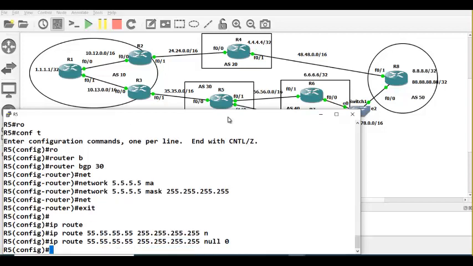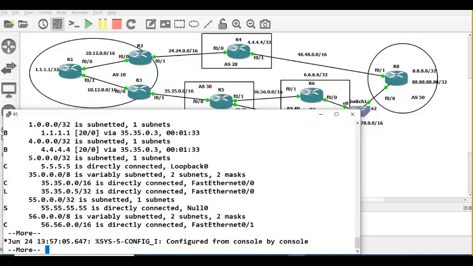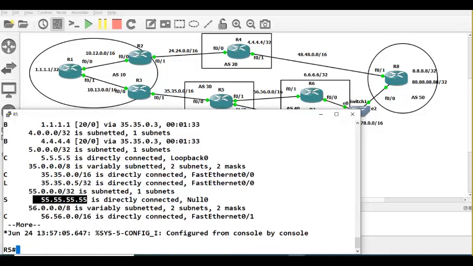Null 0. Just one static route I want to show you. Whenever you redistribute, you will get a question mark instead of I. So I have a route in the routing table now. You see show IP route. Only the route present in a routing table can be advertised. That's why I wrote this route.